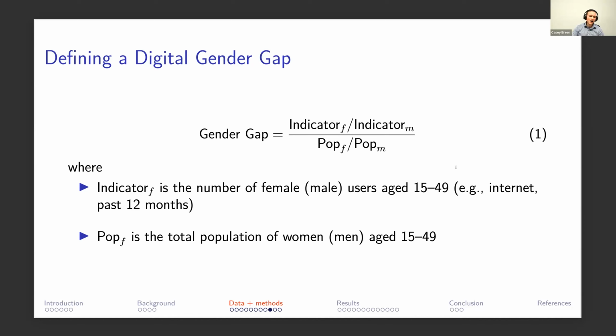And then in the denominator, we're just going to normalize this by the population composition of men and women. So the total number of women living in the subnational unit divided by the total number of men living in the subnational unit. So a gender gap of 1 corresponds to perfect equality, and a gender gap of 0 corresponds to perfect inequality.